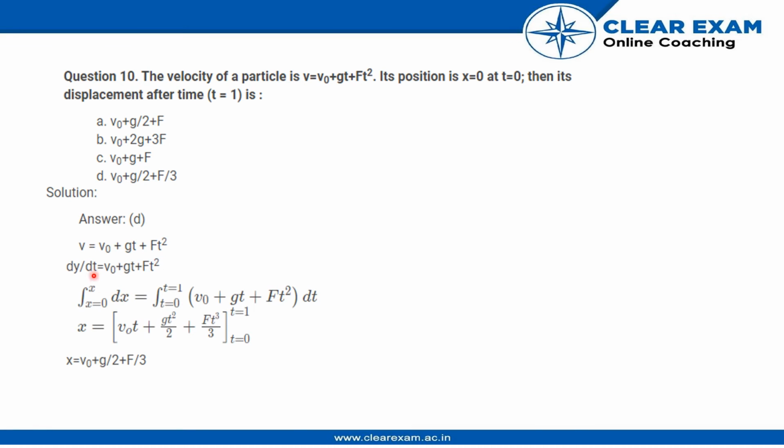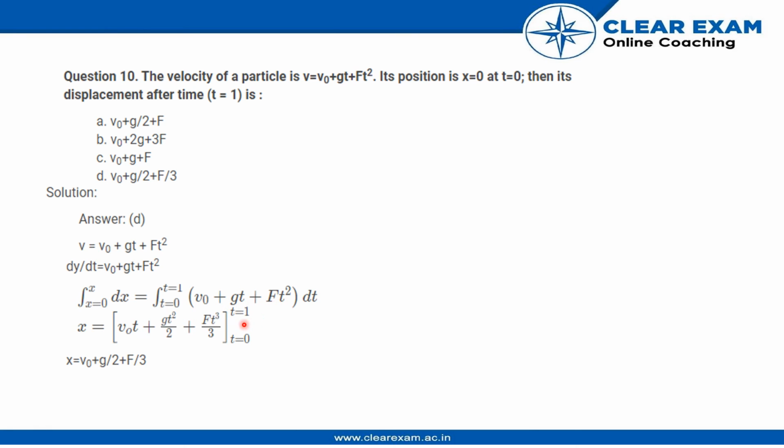Now integrating this term from x equal to 0 to x, and time from t equal to 0 to t equal to 1, which is the displacement after time t equal to 1. We have dx equal to v naught plus gt plus ft square into dt. So after integration we have x is equal to v naught t plus gt square by 2 plus ft cube by 3.